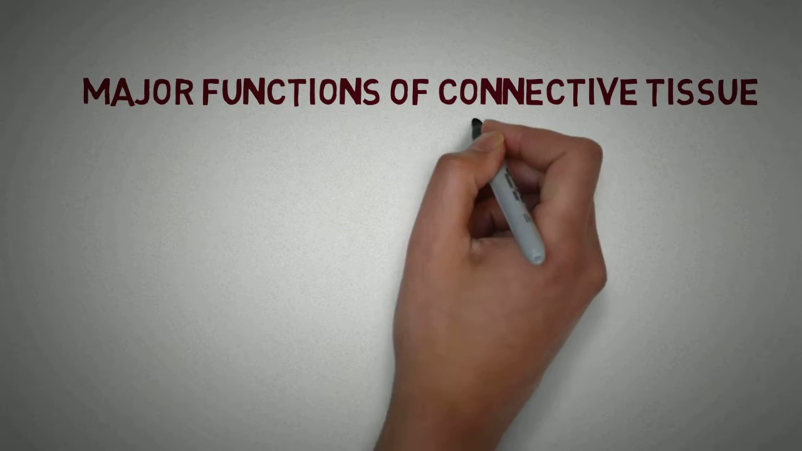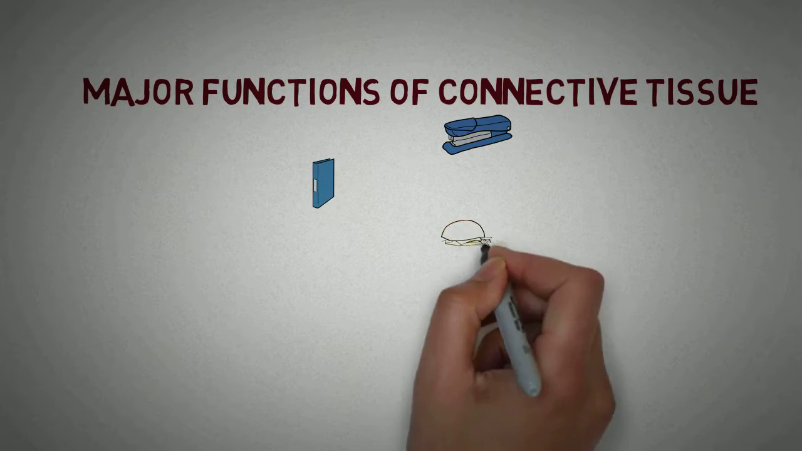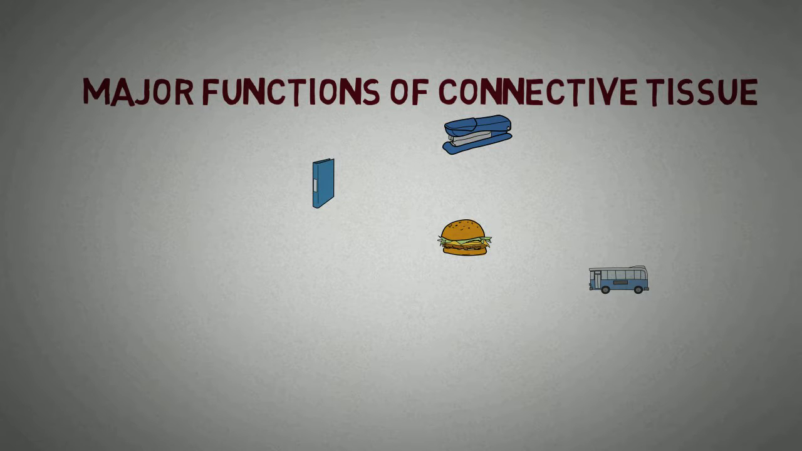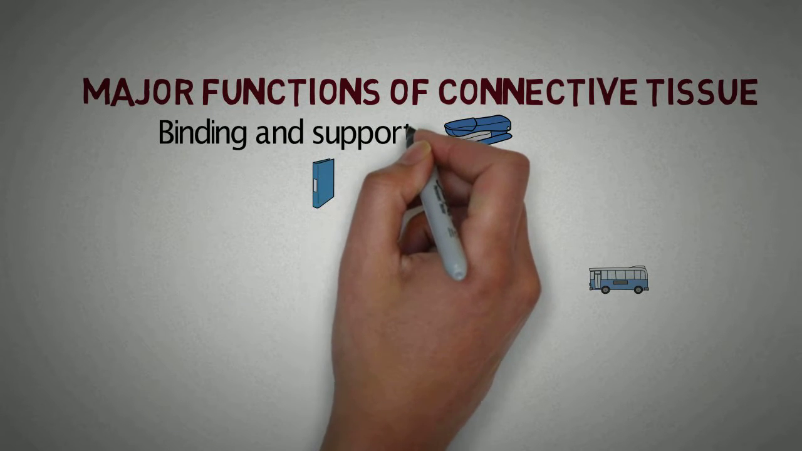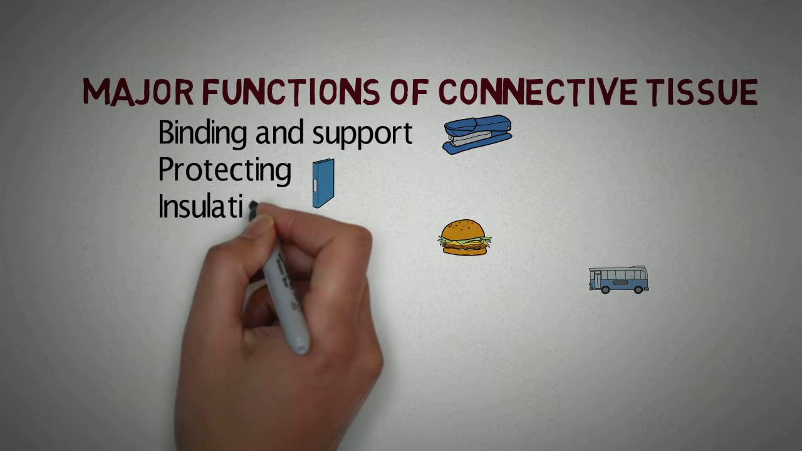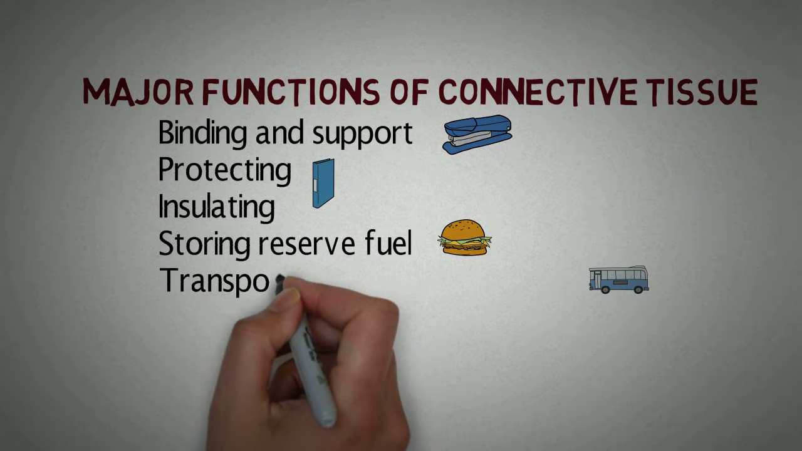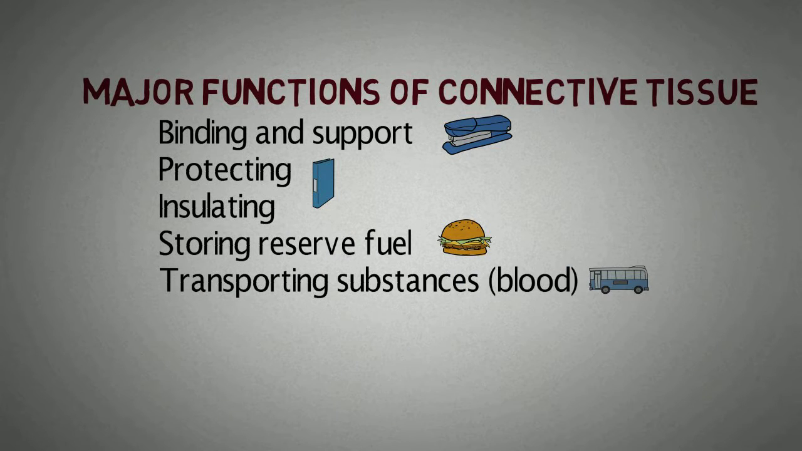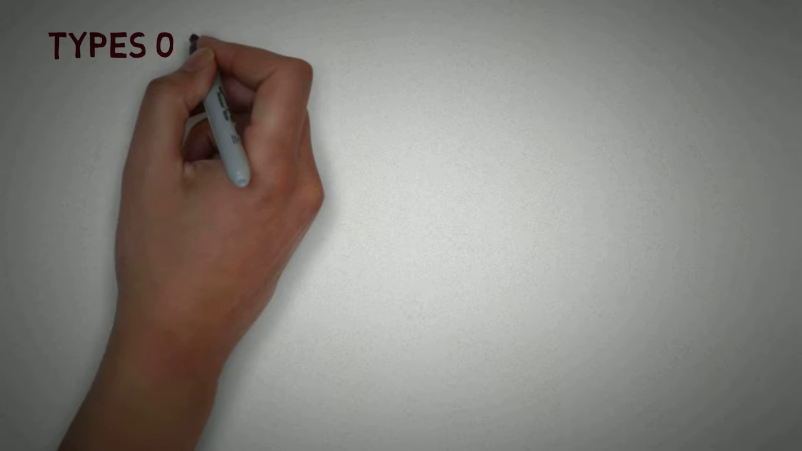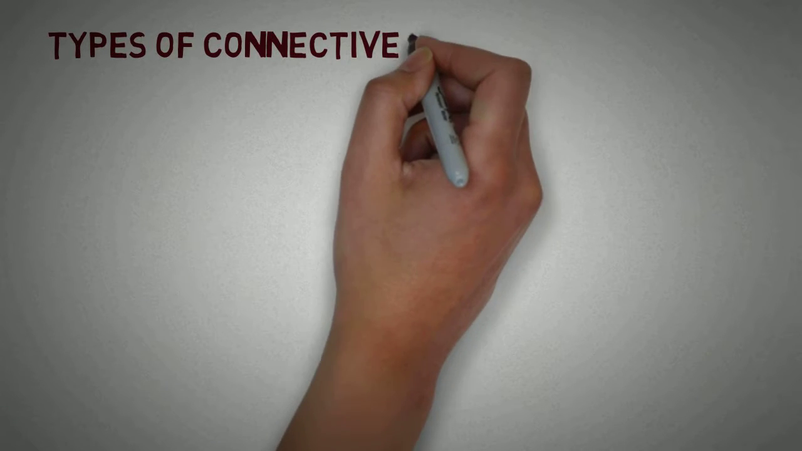So, what are some of the functions? Let's take a look at some of those. We've got a stapler, a binder, a hamburger, a bus. What's going on? Binding, support, protection, insulation, a storage reserve for fuel, and transporting substances. These are all things that connective tissues do.